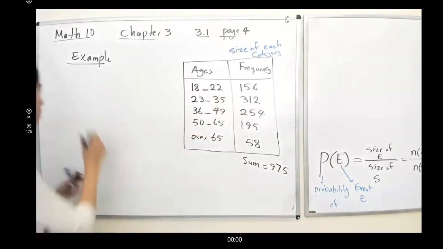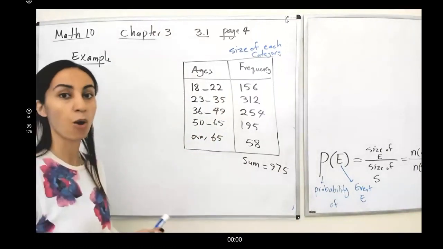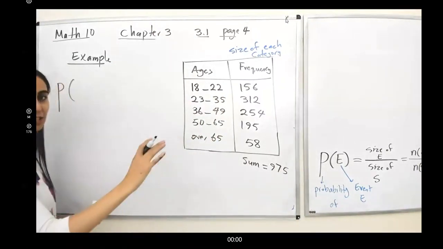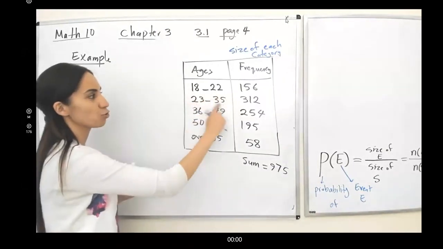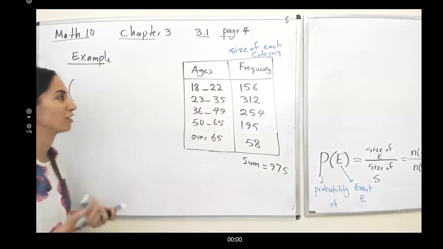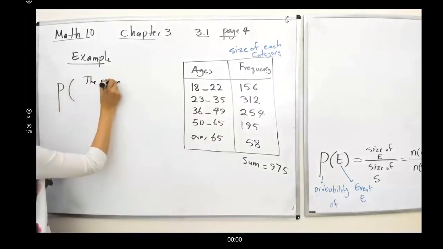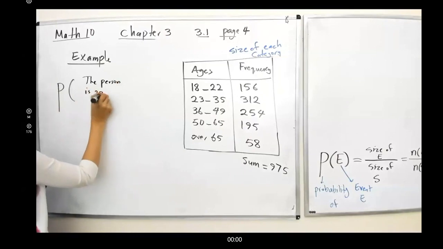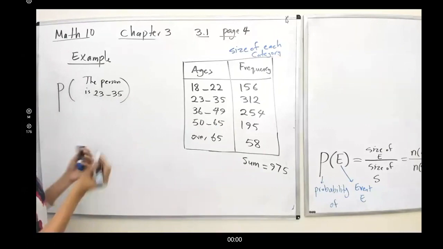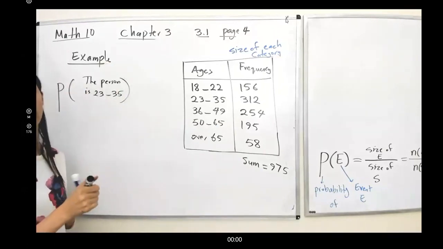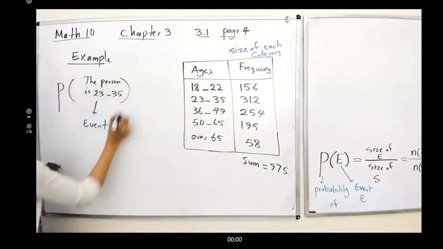Question says, what is the probability of the event, what event, that a person lands in the category ages 23 to 35. The person is 23 to 35 years old. This is your event, of course. This is an event. Remember that.